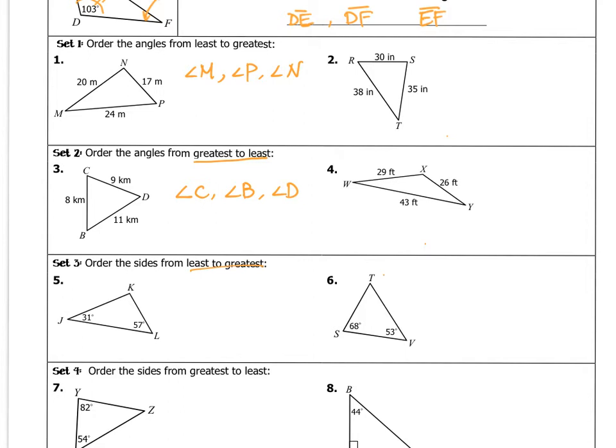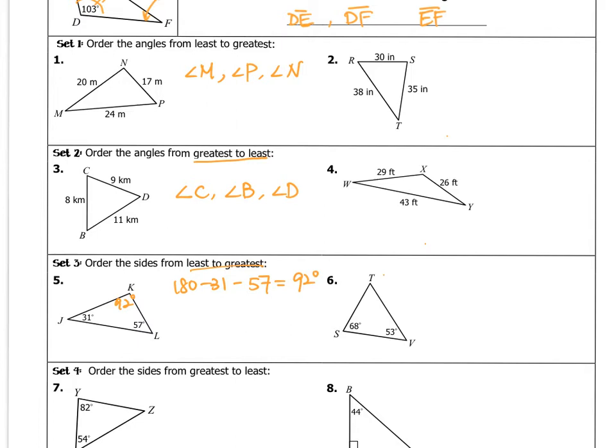I'll do one more. Number 5, we have to order the sides from least to greatest. So what do I have here? If I have 31, 57, 180 minus 31 minus 57, I should have 92, right? Check my mental math. I sometimes go too quickly and I make lots of mistakes.